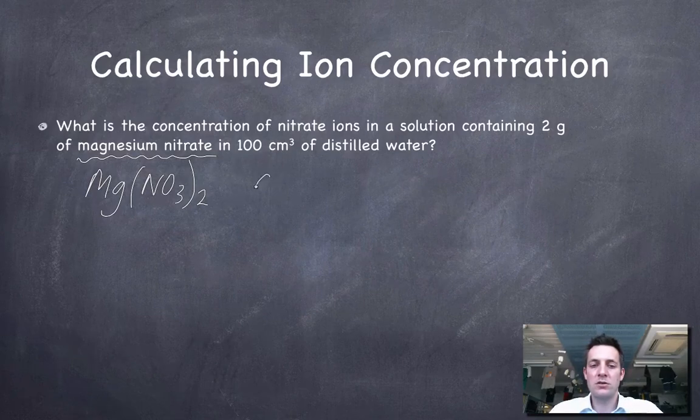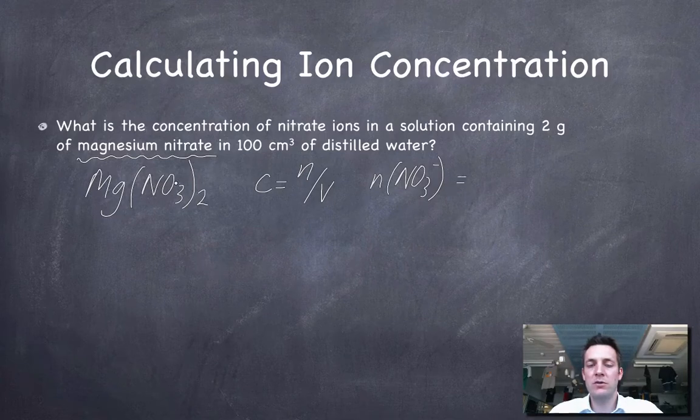So the concentration is equal to the number of moles divided by the volume. This is the number of moles of nitrate ions I'm being asked about. So the number of moles of nitrate ions, how's that related to the number of moles of magnesium nitrate? Well, there's 2 of them in every 1 magnesium nitrate. So the number of moles of nitrate is 2 times the number of moles of magnesium nitrate.